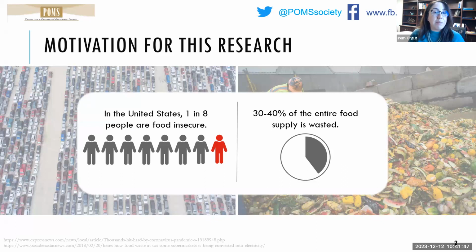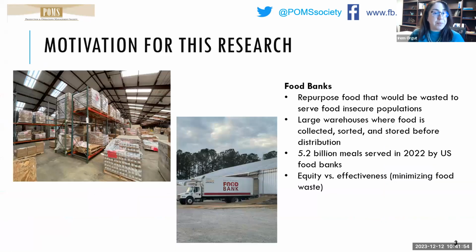In the US, 80 billion pounds of food is wasted every year, which is about 30 to 40% of the entire food supply. Food banks offer a solution that addresses both the food insecurity and food waste crises, as they can repurpose the food that would have been otherwise disposed of and distributed to the food insecure population. They operate from large warehouses where the food is collected, sorted, and stored before distribution. Food banks' main goals are to distribute the food to beneficiaries in an equitable manner while minimizing the food waste.